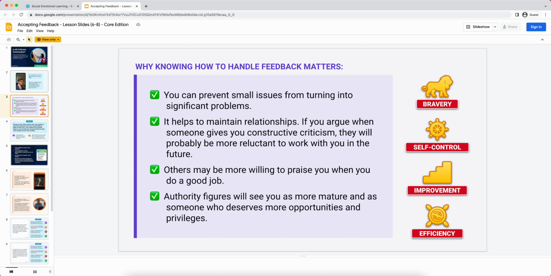I want it to be a regular part of our dialogue in school for students to be thinking about what their values are or what they could be, and reflecting on how their behavior is or isn't reflecting those values. So what I would typically ask here is, what does the way I handle feedback have to do with bravery? If bravery is a big value to me, or self-control, or just self-improvement, what does feedback have to do with that? And I don't have to be the expert here.